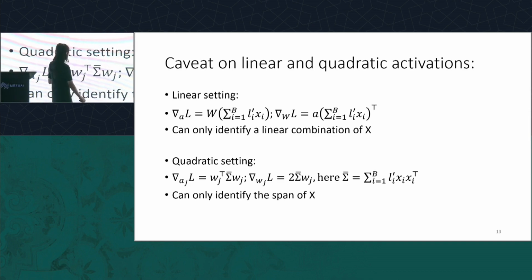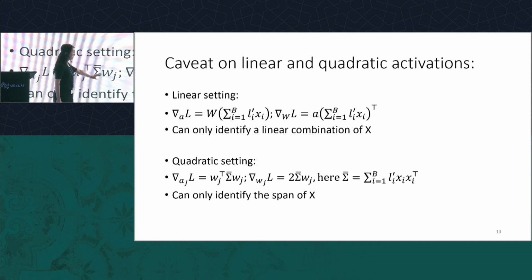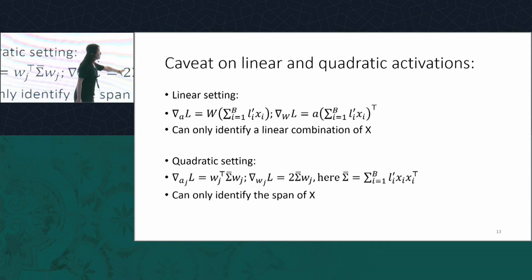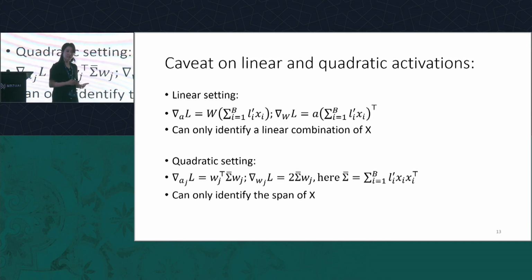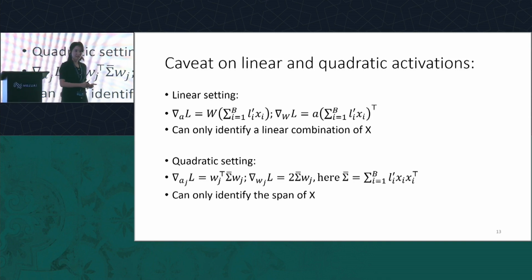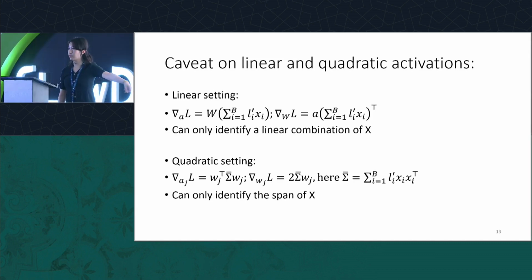So this means, with quadratic loss, even if we have a lot of information about W and A, at most we can recover this sigma bar that depends on the data. So we cannot reconstruct individual xi. We can only learn the span of the data, just because the decomposition of a matrix is not unique. We can only learn the span of xi, but not individual xi. You agree? Okay.